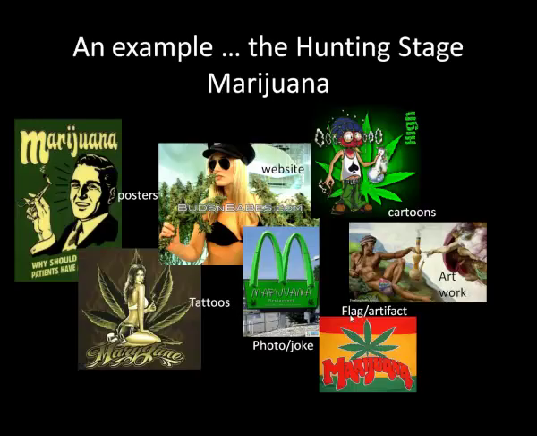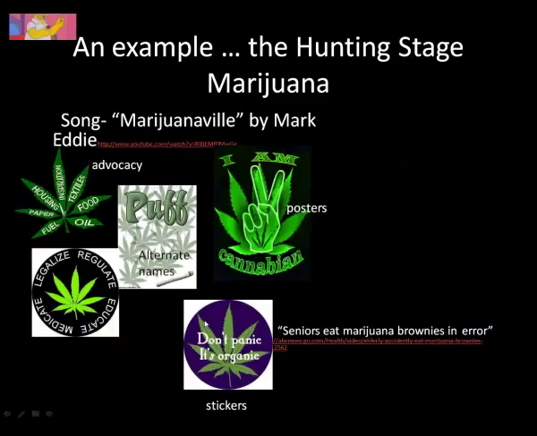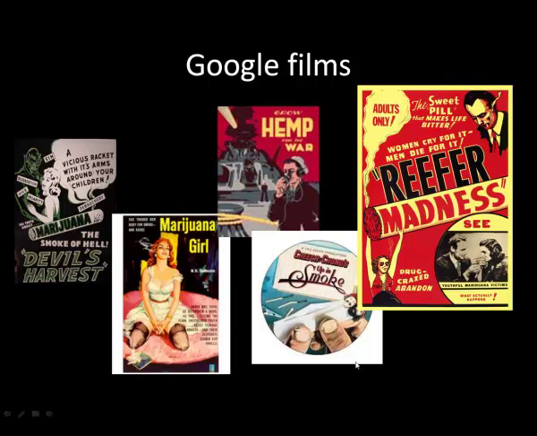Here's an example of what we're going to do at the hunting stage. This is for the outline. So what I did was I went online and I found a variety of posters, websites, cartoons, artwork, flags, culture jamming, tattoos. I found one piece of music, which is a spoof of Margaritaville, other posters, and a viral video of seniors eating marijuana brownies. I went on to look at films. There's quite a few of them, some old, some relatively new.